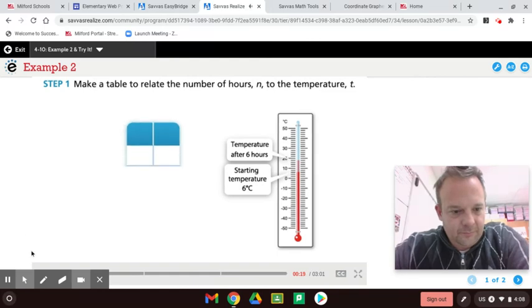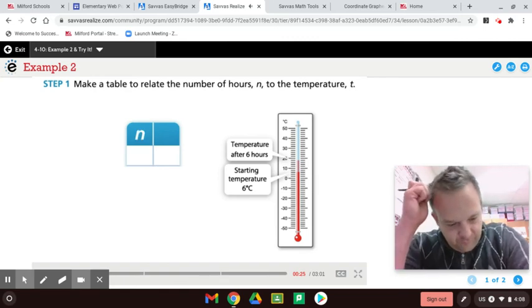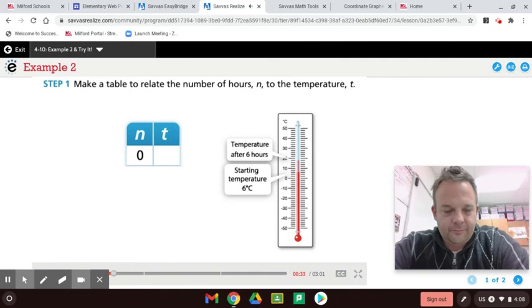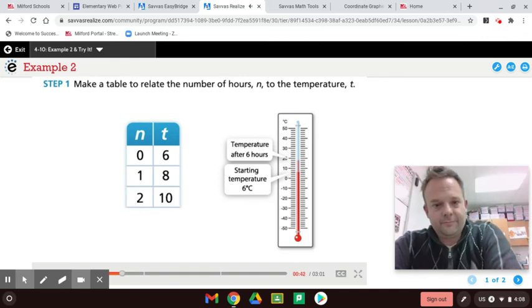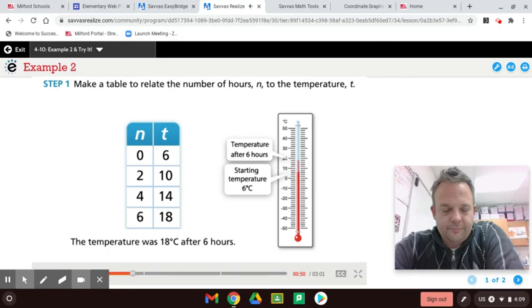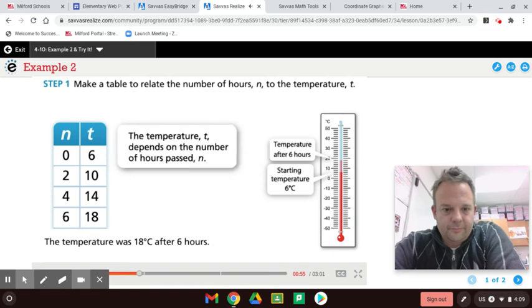One way to solve the problem is to make a table to relate the number of hours, n, to the temperature, T. The starting temperature was 6 degrees Celsius. So when n equals 0, T equals 6. Then the temperature increased 2 degrees every hour and 4 degrees after 2 hours. The temperature was 18 degrees Celsius after 6 hours. Notice that the temperature, T, depends on the number of hours passed, n.